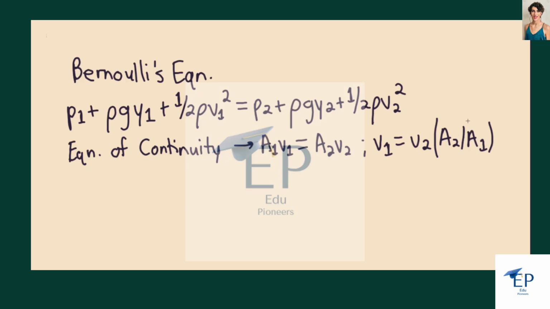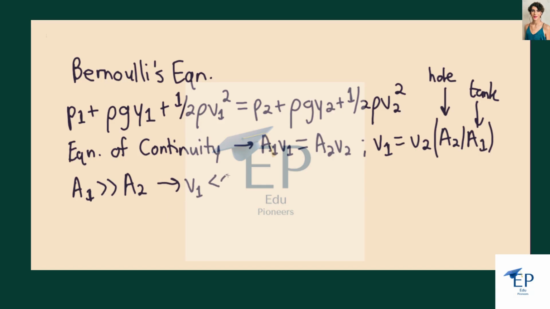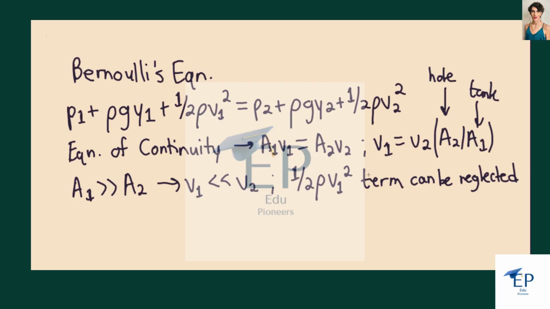And the cross-sectional area of the tank, A sub 1, is much larger than the cross-sectional area of the hole. So because A sub 1 is much greater than A sub 2, we can say that V sub 1 is going to be much less than V sub 2. And so the 1/2 rho V sub 1 squared term can be neglected. Essentially, we are going to eliminate this term because it is so small.